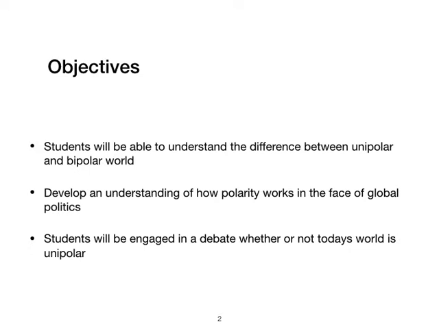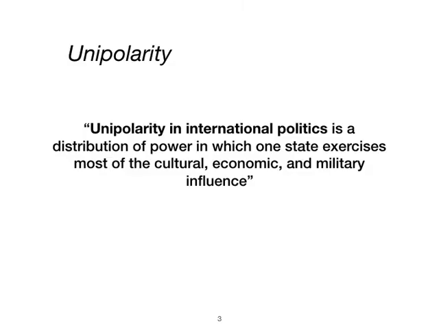So let's see what unipolarity means. Unipolarity in international politics is a distribution of power in which one state exercises most of the cultural, economic, and military influence. So we have to see whether there's one superpower at the moment. Are they dominating in cultural, economic, and military terms? If that's happening today, it's a unipolar world.